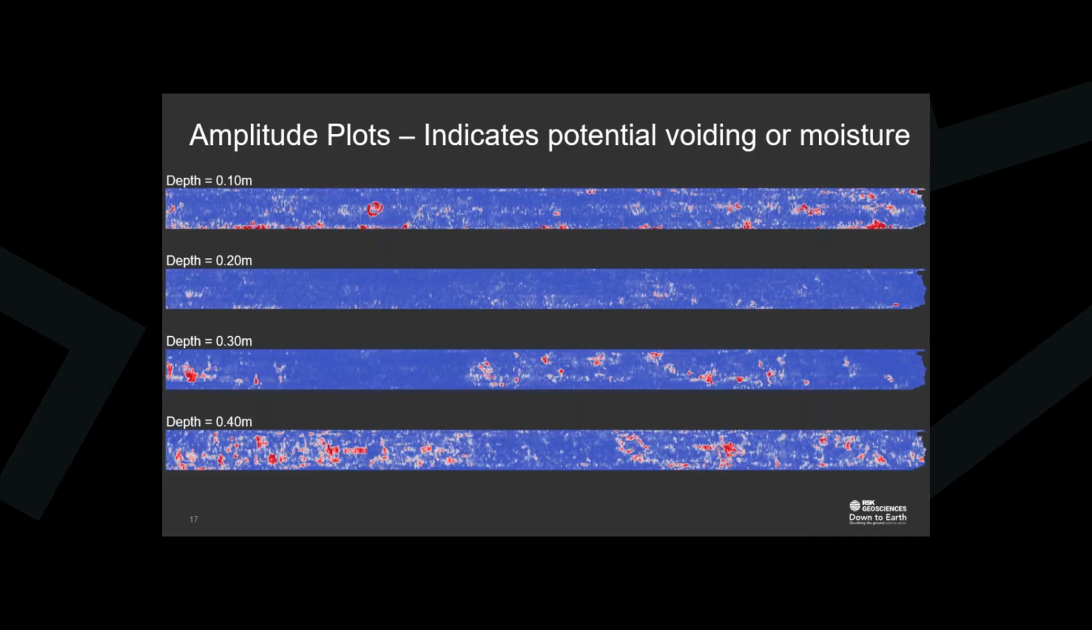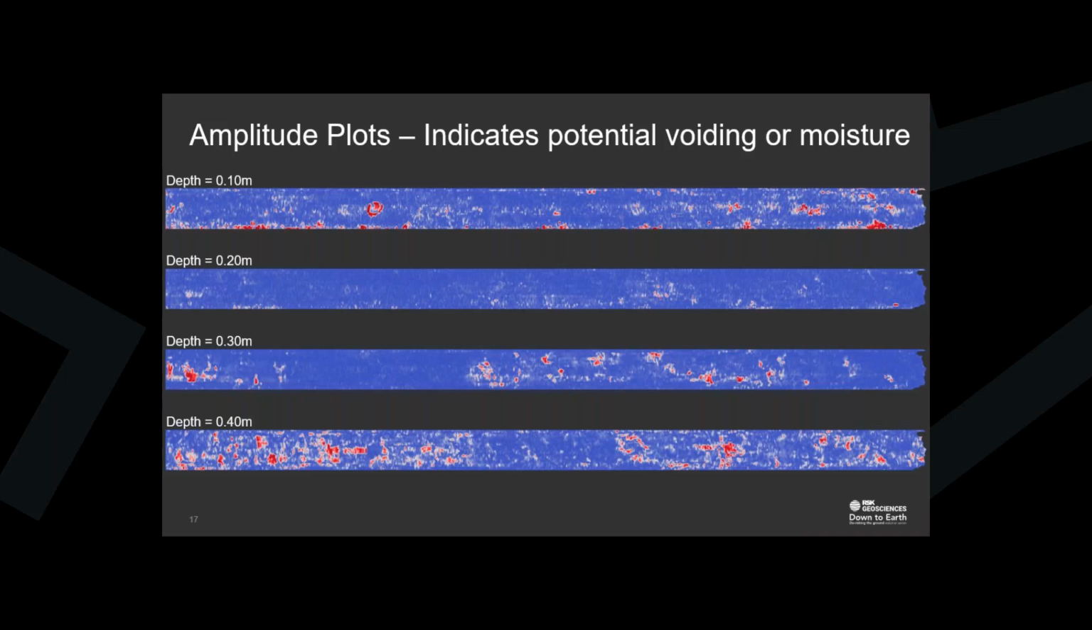So these charts are showing amplitude at various depths, 0.1, 0.2, 0.3, and 0.4 from the surface. And what they are, again, there's no scale on this, but these are plan views. These aren't 2D cross sections. These are bird's eye view of the road. So we're looking down on the road. So the x-axis is along the road, and the y-axis is across the road. And the colors represent the amplitude of the reflected signal.